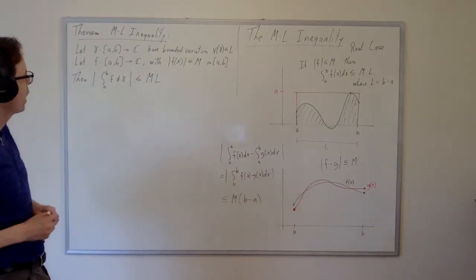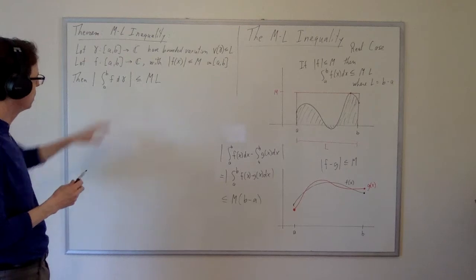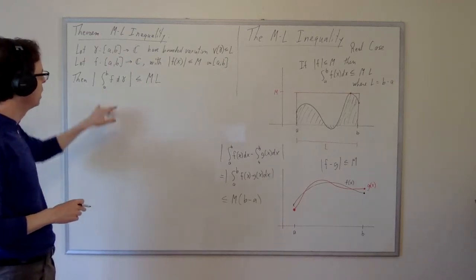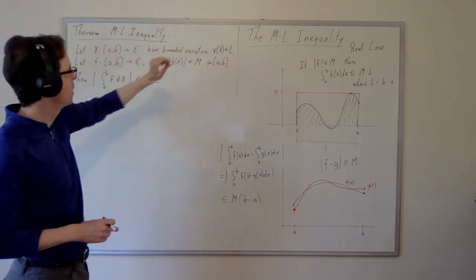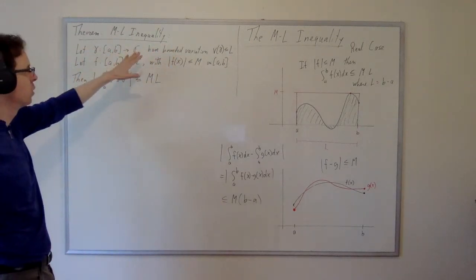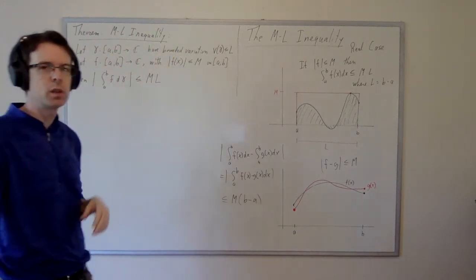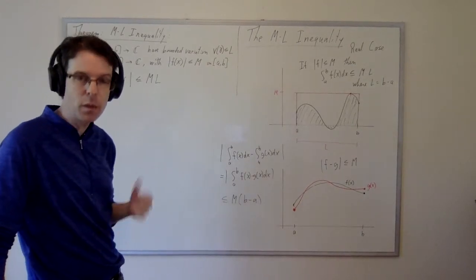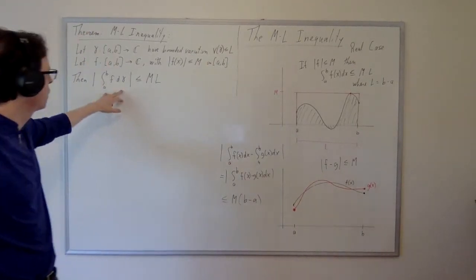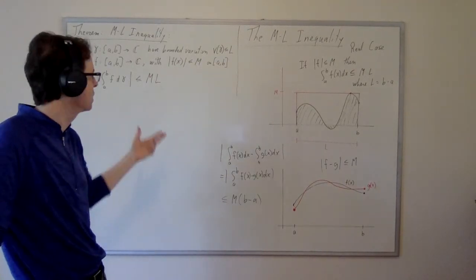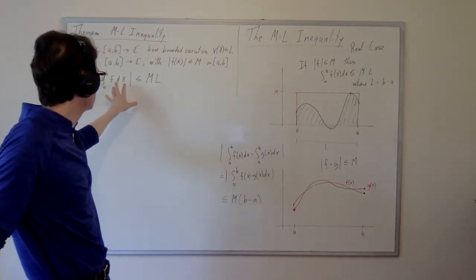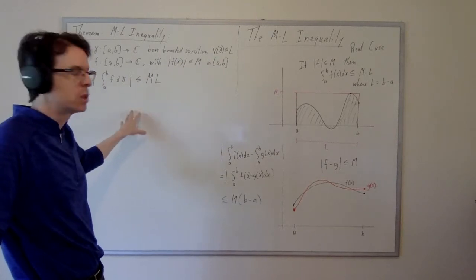Then the integral of f dγ, in modulus, is going to be less than or equal to ML. Now notice here that the hypothesis on γ, bounded variation, is what you might expect. You might expect a continuity assumption on the function f. Without that continuity assumption, we don't even know that this integral exists, but it might exist sort of accidentally for a discontinuous function.